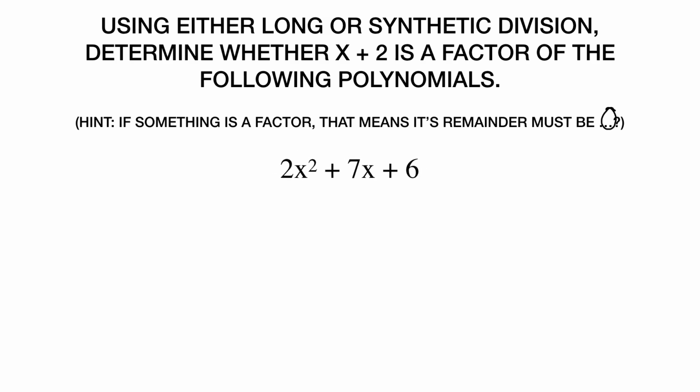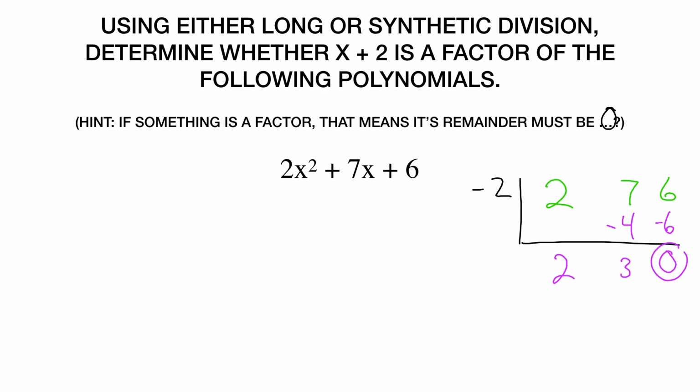So now that we know that, let's try one. 2x squared plus 7x plus 6. So, first thing I'm going to do, 2, 7, 6. My 0 in this case, x plus 2, is negative 2. So it drops down. 2 times negative 2 is negative 4. 7 minus 4 is 3 times negative 2 is negative 6. That means my remainder is 0. So the answer is yes, it is a factor.